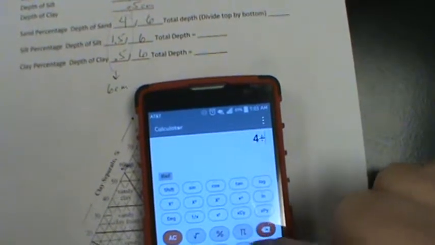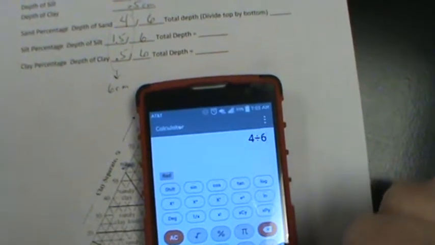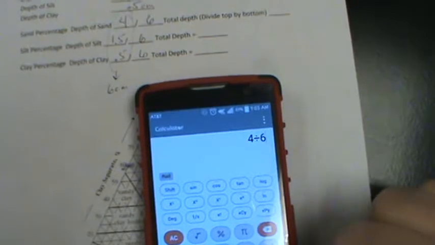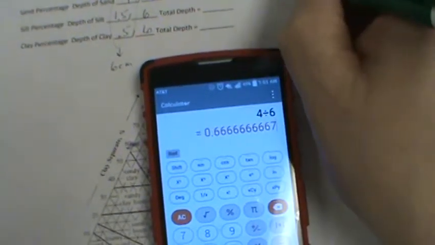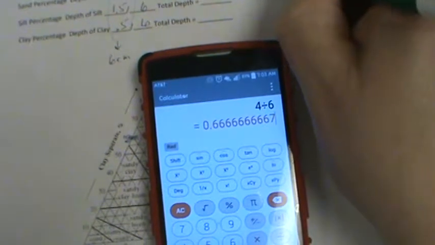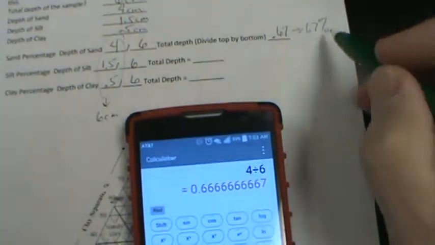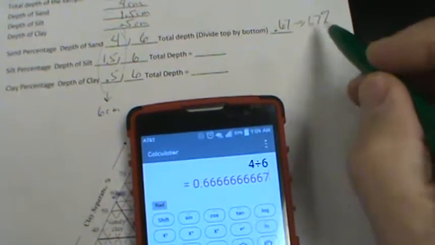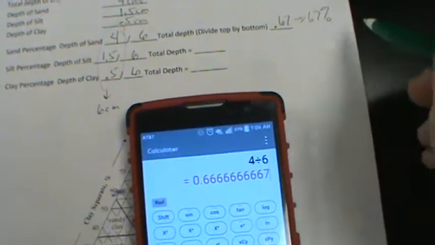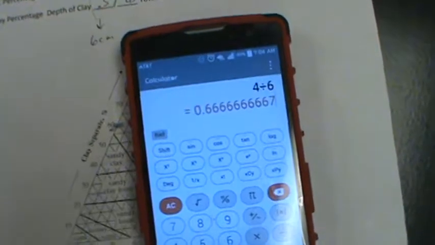4 divided by 6 should come out to be 66 or 67%. Yes, it is. It's 0.6667. So this is 0.67 or 67%. In decimals, in fractions, for percentages, you would take this and multiply it times 100 to move the decimal spot over 2 spaces.